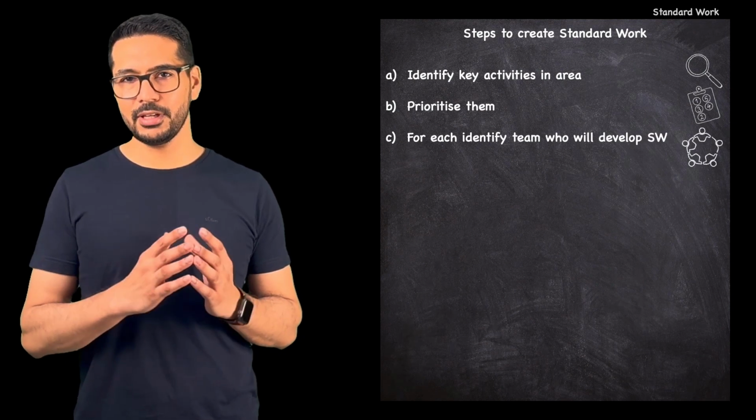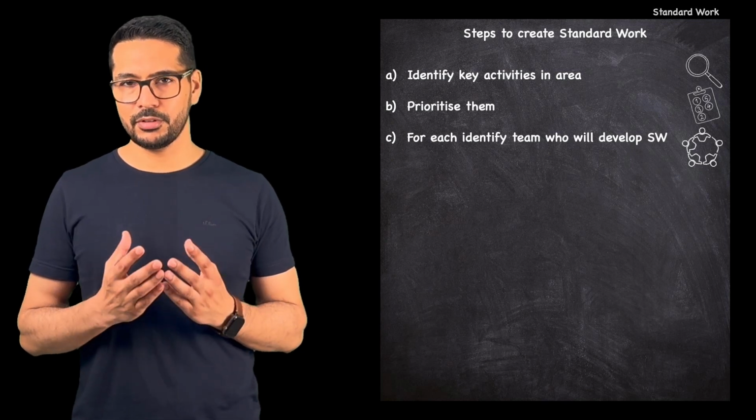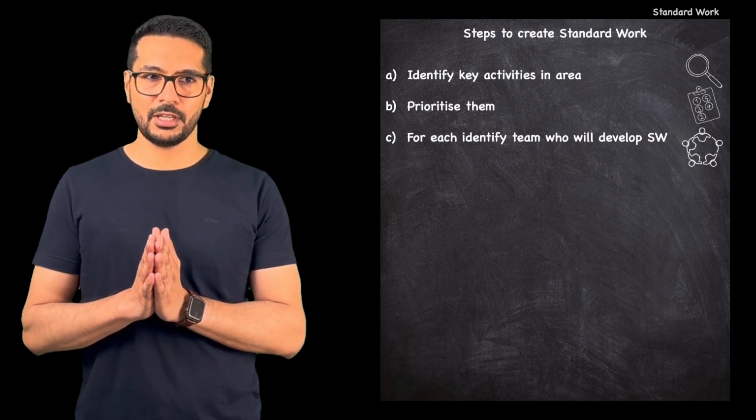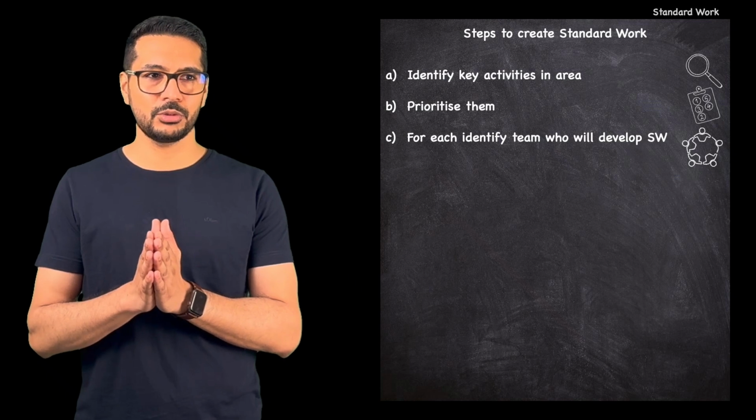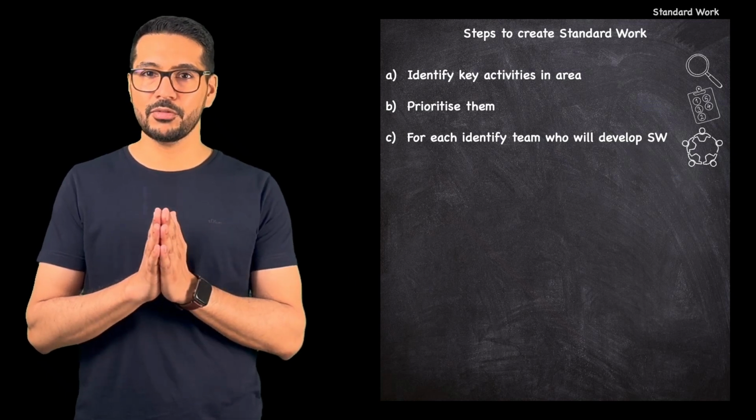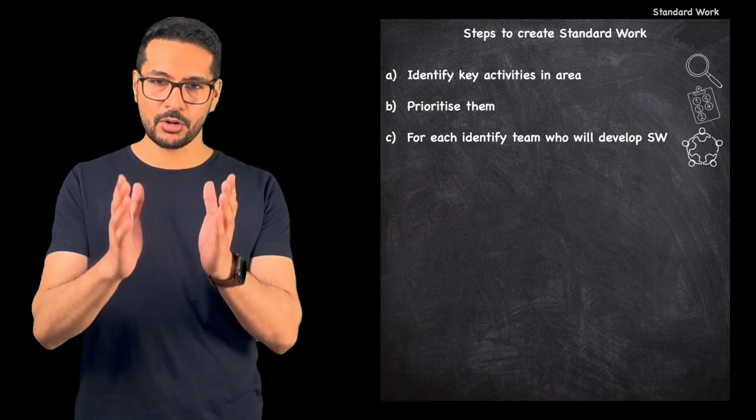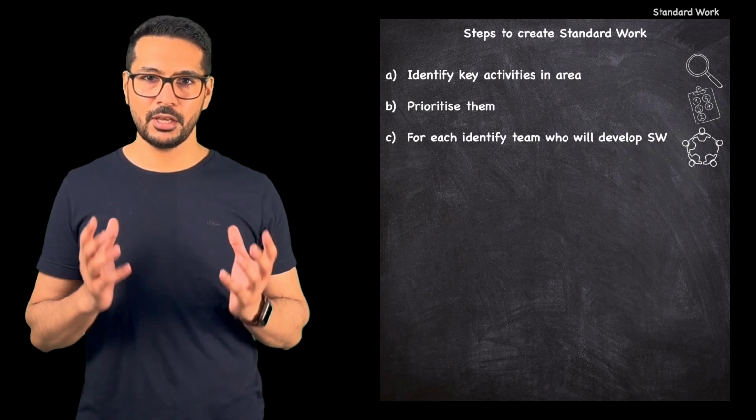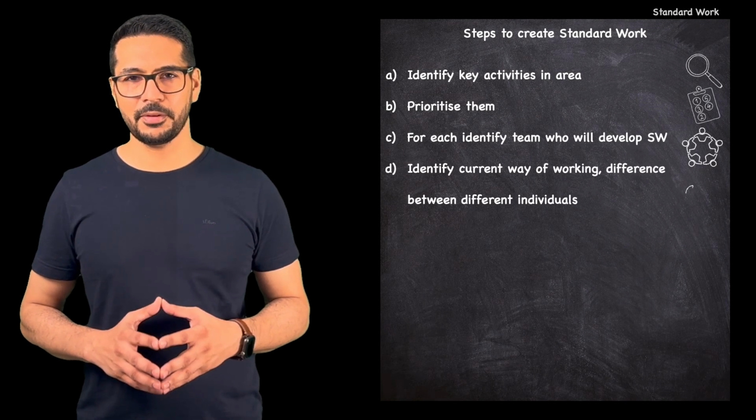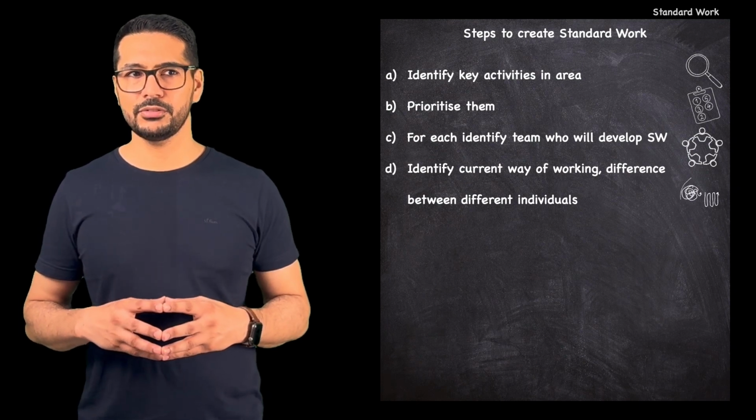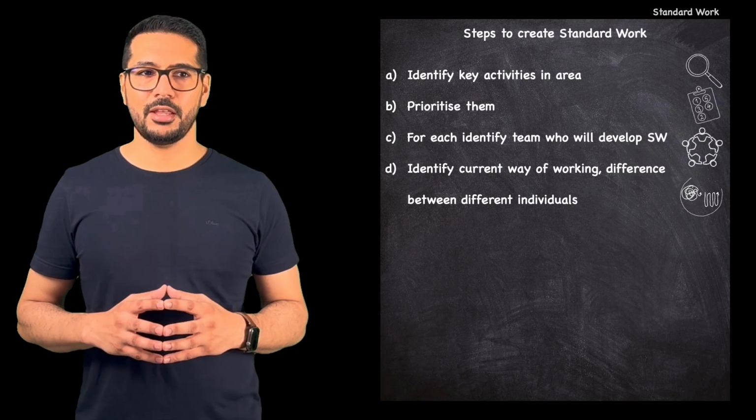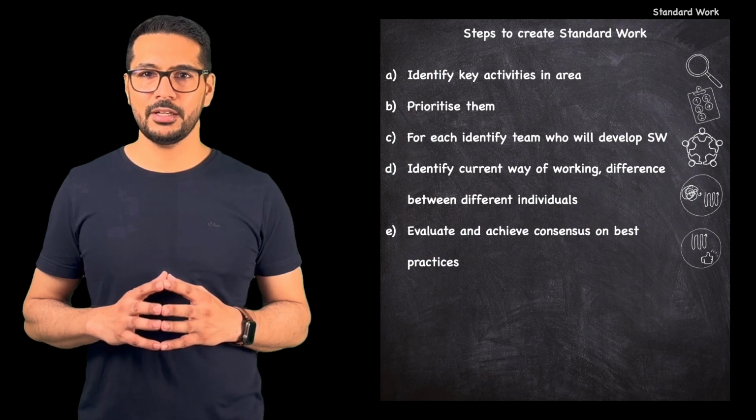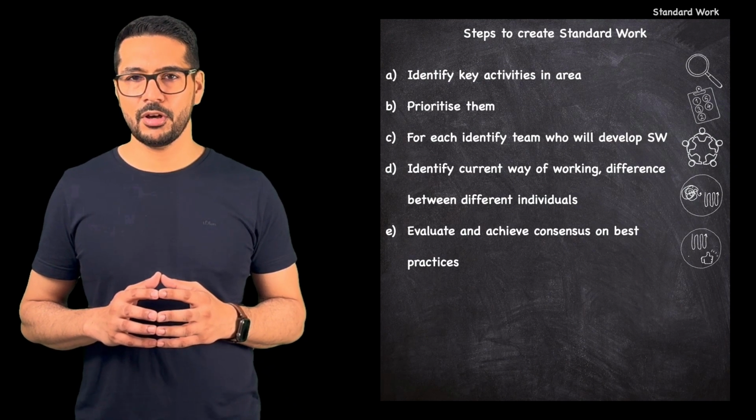And after that, once we have identified the top few activities for standard work, identify the team for every activity who will write the standard work, or the best way of performing it. Because if only one person is writing how they are working, they will never be able to write the best practices. Then the standard work will be written from a very narrow, single perspective. So that's why it's important to define a team. In the team, identify the different ways of performing that one particular activity, and after finding the different ways, the next step is to identify and achieve consensus on the best practice.